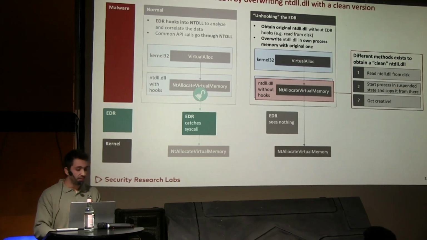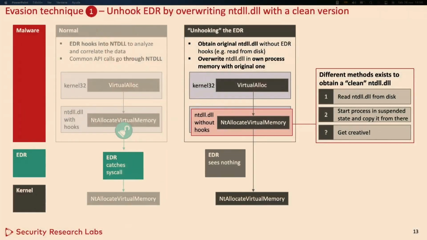We can also take a different approach, because reading NTDLL could be a bit suspicious. We can start a process in a suspended state and copy NTDLL from there before the EDR has even placed its hooks. So you can really get creative. The objective is to get a fresh copy of NTDLL and overwrite your in-memory NTDLL to remove these hooks and make the EDR completely blind.